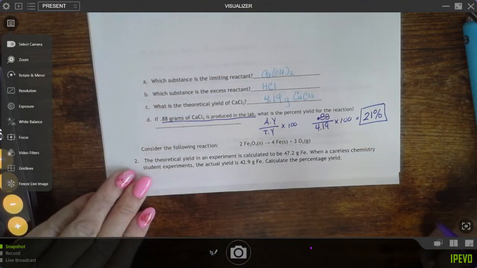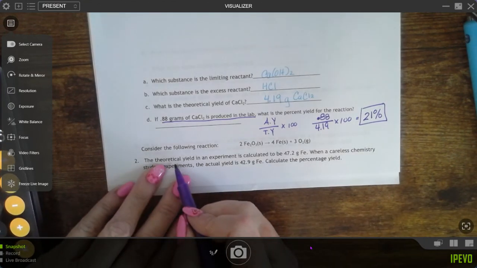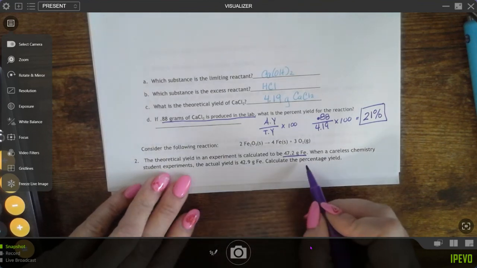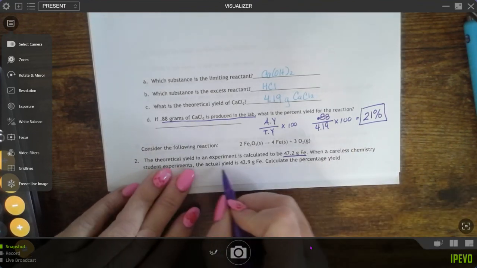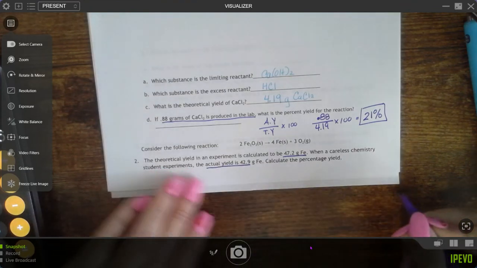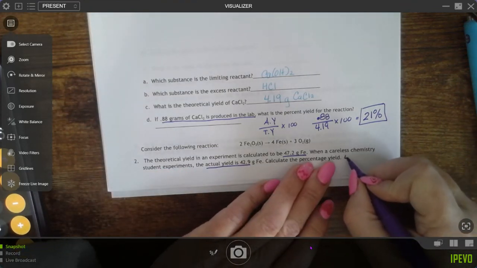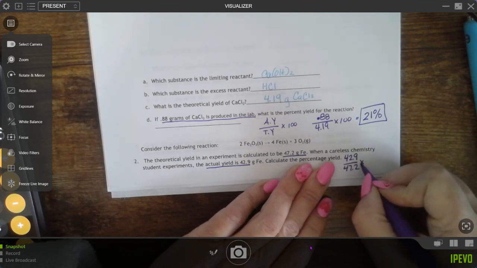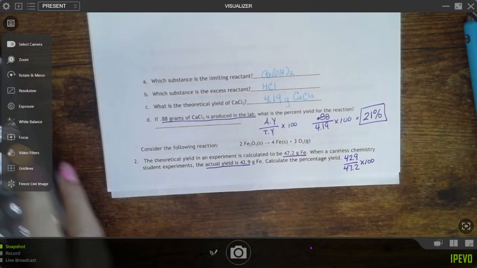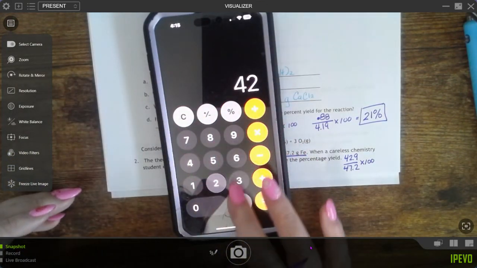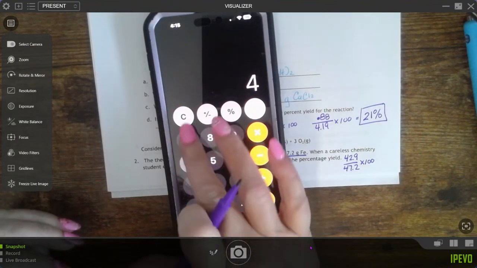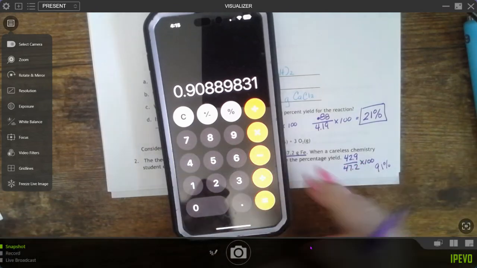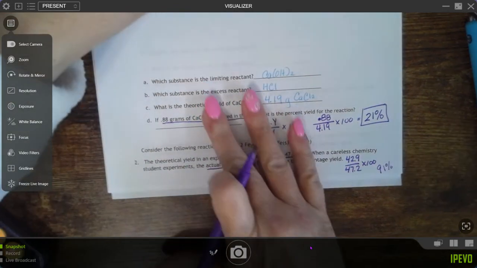All right. Next question is just a simple theoretical yield, percent yield calculation. I didn't give you very much room. But this says the theoretical yield is calculated to be 47.2 grams of iron. When a careless chemistry student experiments, the actual yield is 42.9. So our percent yield is going to be 42.9 divided by 47.2 times 100. So 42.9 divided by 47.2 is 91%.